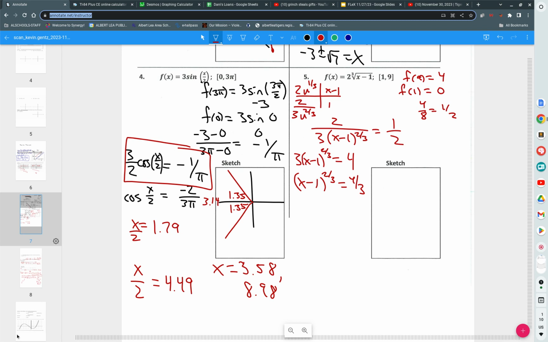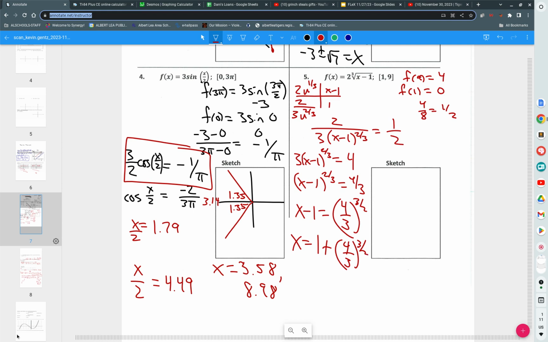Does that make sense to people that you would raise it to the 3/2? You cube it to get rid of the denominator. You square root to get rid of the numerator, so 3/2. So x minus 1 is equal to 4/3 to the 3/2 power. So x is equal to 1 plus 4/3 to the 3/2 power.